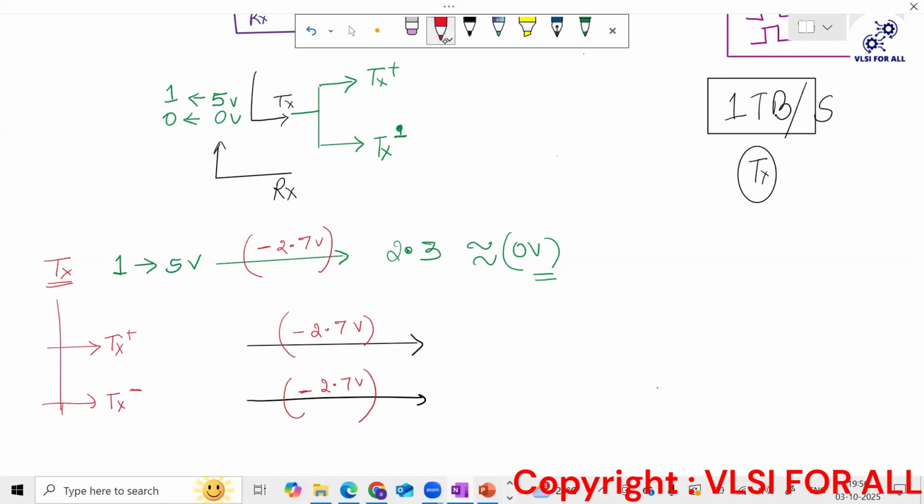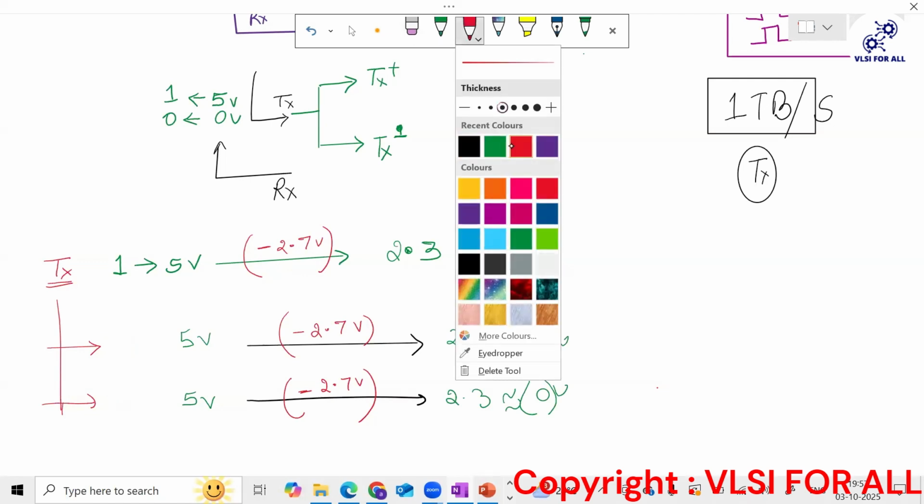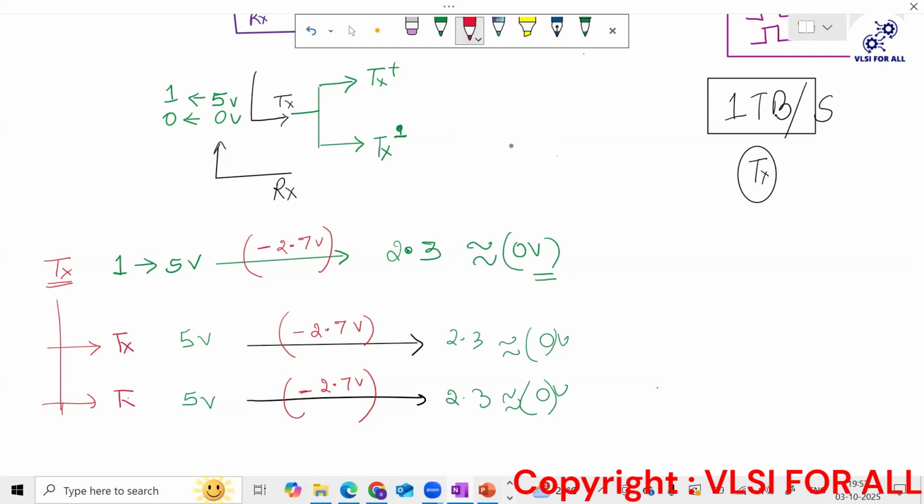Now if you are transferring 5 volt here and 5 volt here, you will get 2.3 volt, 2.3 volt, and 0 volt and 0 volt. I mean, it's a 0. So there is no advantage if you are transferring the same data 2 times. If you are transferring the same value 2 times, then also there is no meaning of increasing accuracy.